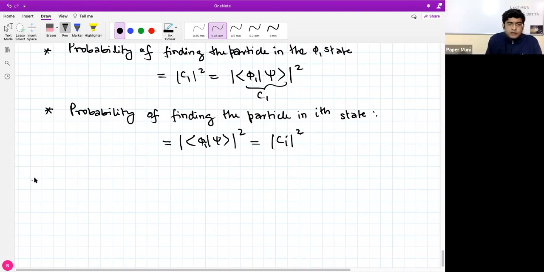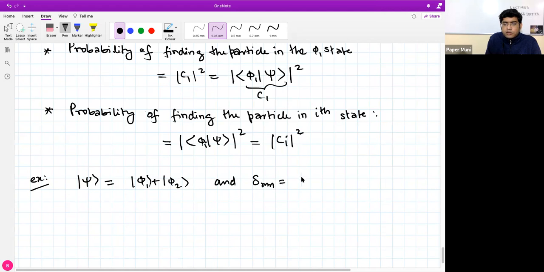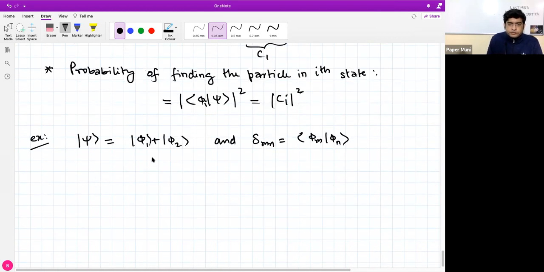Now let's do an example. Okay, let's do a simple example. You have been given this state psi, which is given to be phi 1 plus phi 2. It's also given that the orthonormality condition is true for the phi's. So these are the two things given to you, and find out whether psi is normalized or not, and if it's not, what is the normalization factor for this psi.